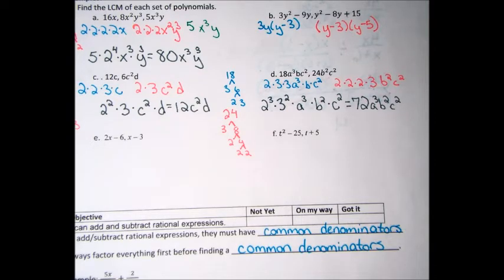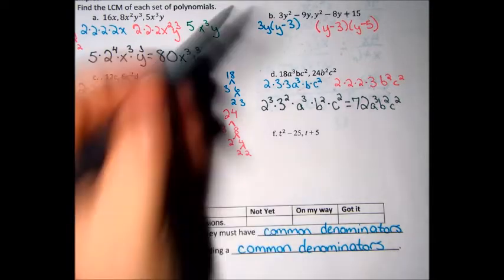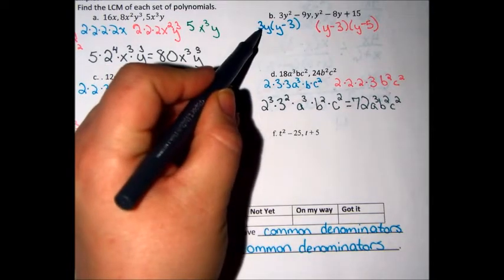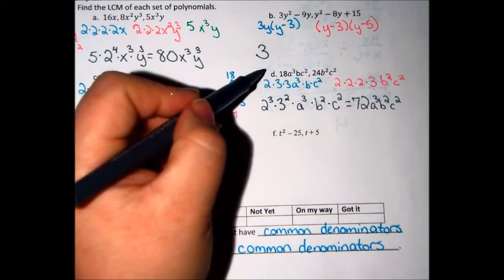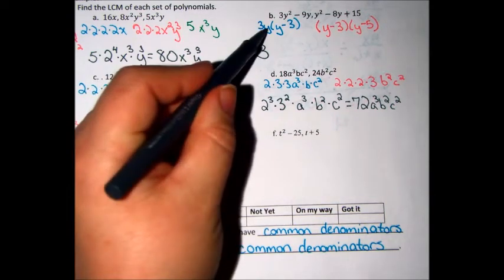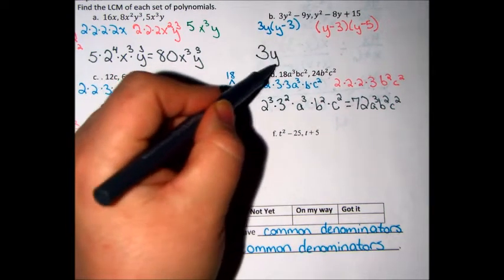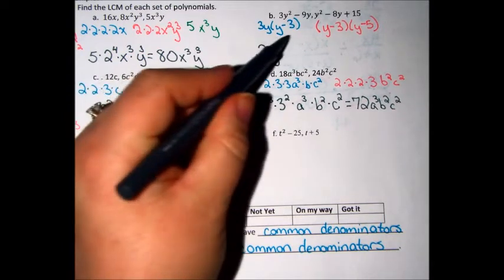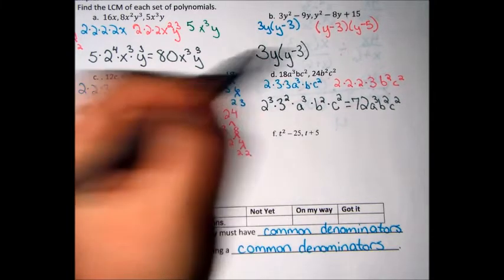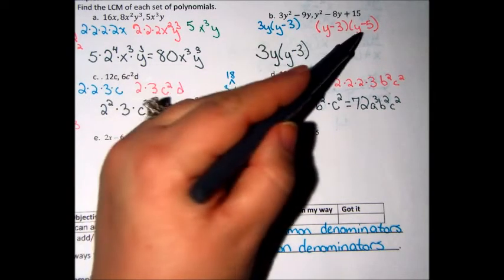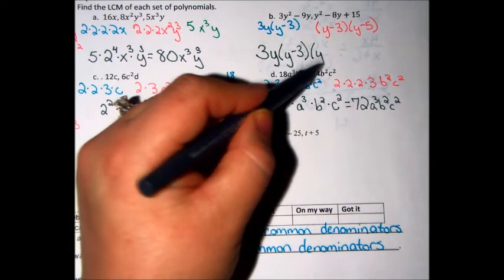And the process remains the same. We are going to look and see which one has the most of each kind of factor. So this one has a 3 that's all by itself. It's a factor all on its own. It's not being added or subtracted anything. So I need to include that because this one has the most amount of them. Which one has the most amount of y's that are all by themselves? It's right here. Which one has the most amount of y minus 3's all by themselves? And which one has the most amount of y minus 5's all by themselves?